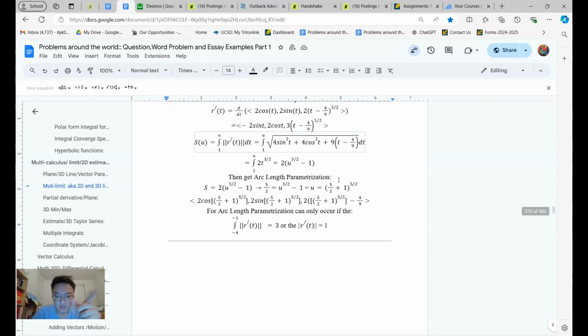I believe it's a scalar also. Wouldn't it be? Because you're getting a magnitude, so this should be a scalar.